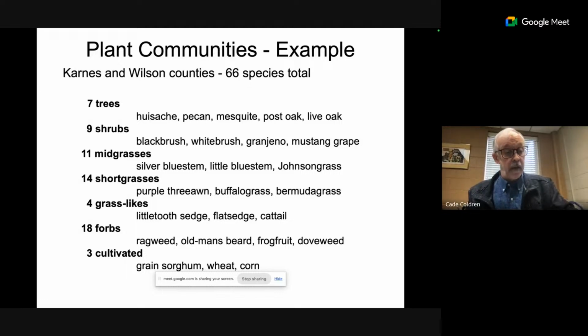So for example, in applications we did in that San Antonio River watershed, we had 66 species total, and a breakdown: trees, shrubs, midgrasses, short grasses, grasslikes, forbs, cultivated. Here are those three of human interest: the grains sorghum, wheat, and corn. But that's the total number of species. Any community will only have a subset of these.